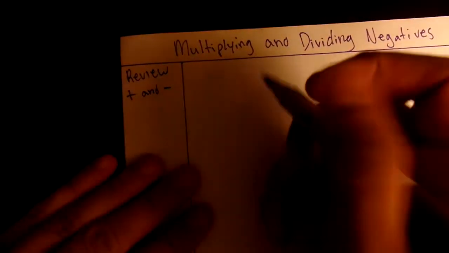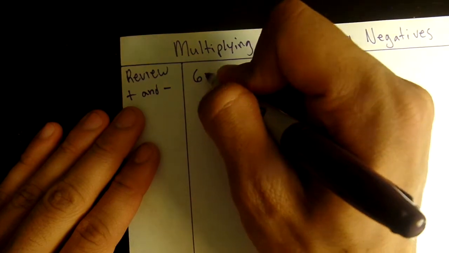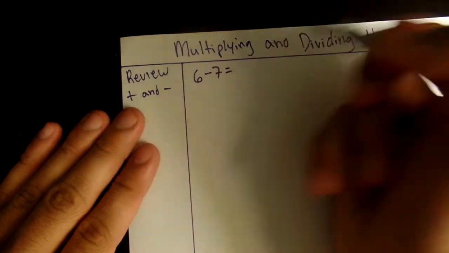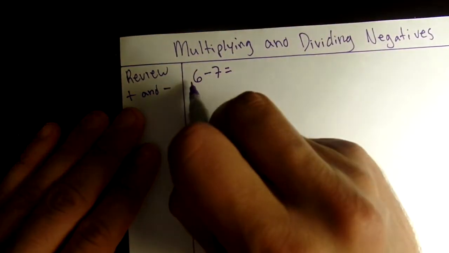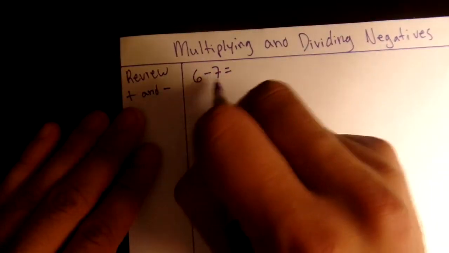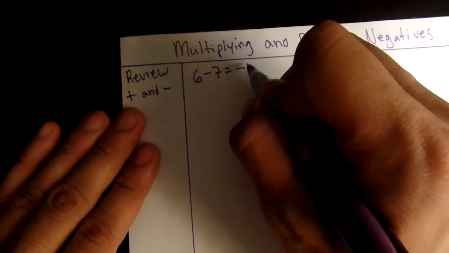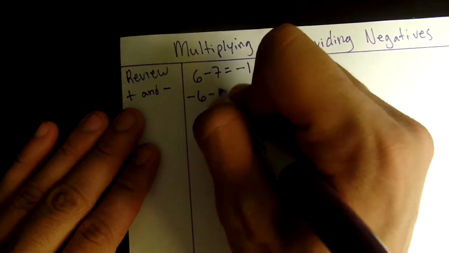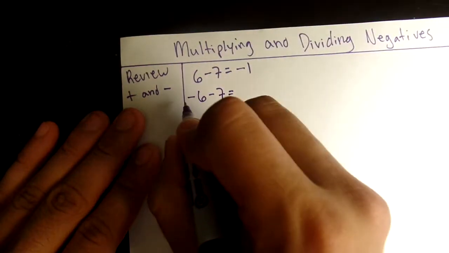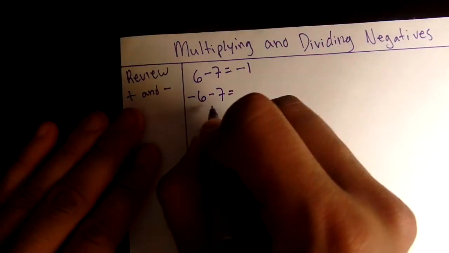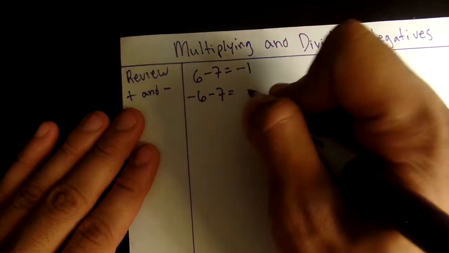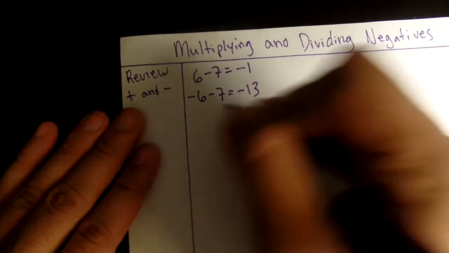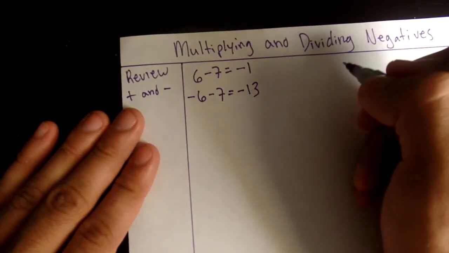So we have 6 minus 7. Whatever you want to think of this, you have 6 positives, 7 negatives. That means they're going to fight, and the negatives win by 1. You have negative 6 minus 7. They're both negative, so they work together, so it's just a lot of bad guys. It's 13 bad guys, because you just add them together and it's negative.